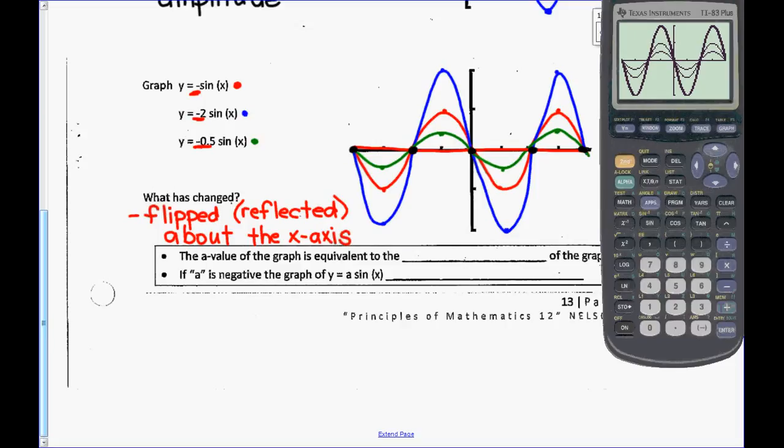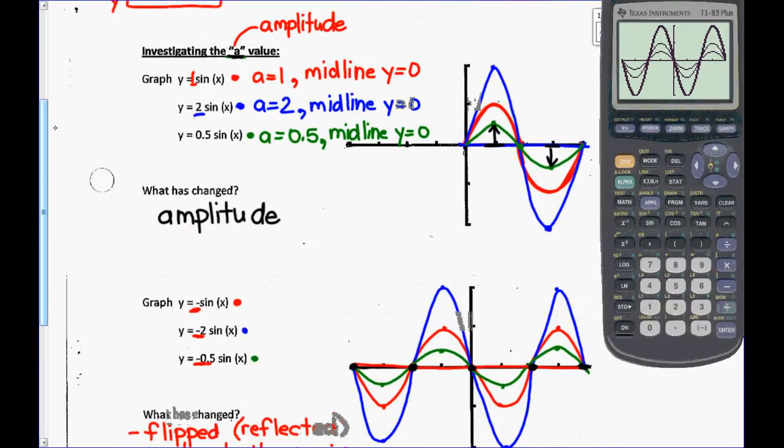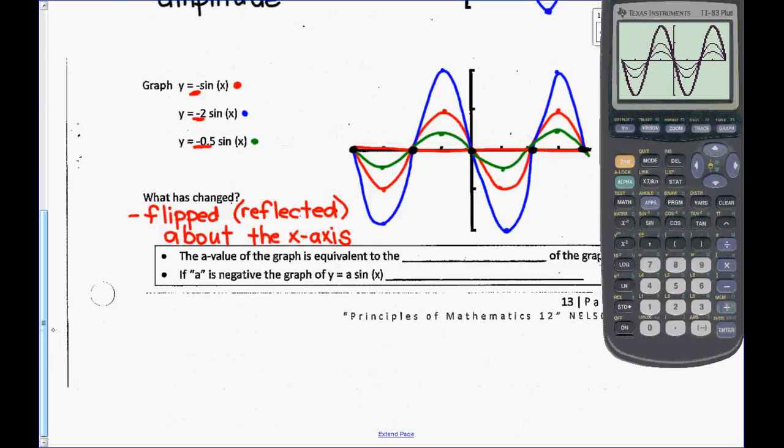Okay, so the A value of the graph is equivalent to, what does the A value give you? This number that was in front here gave us the amplitude, right? It's the amplitude of your graph. If the A is negative, then the graph is reflected about the midline.